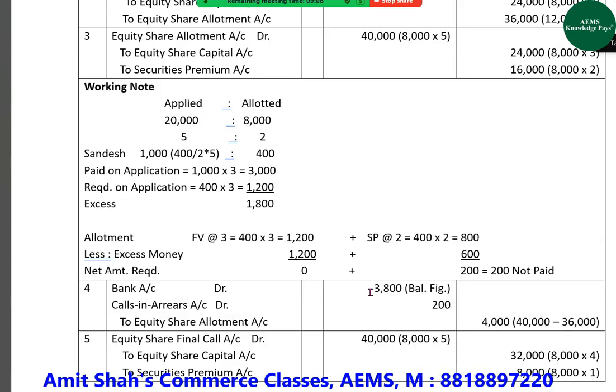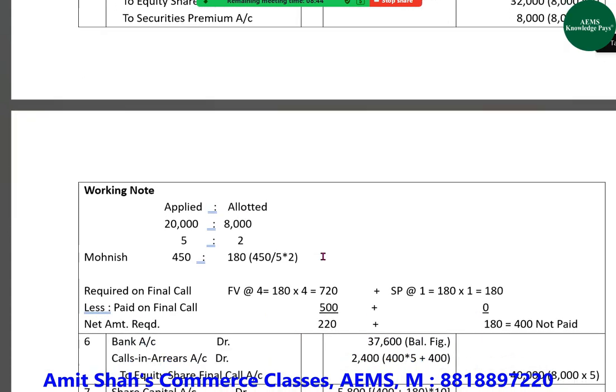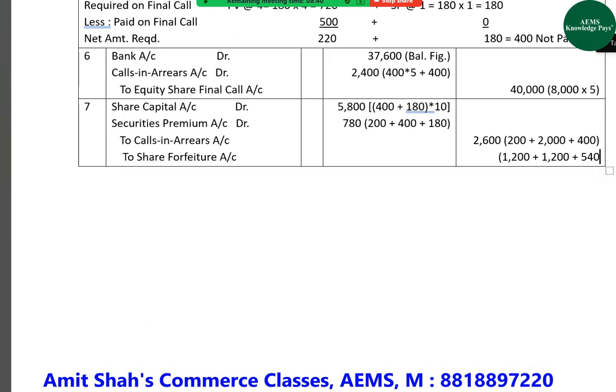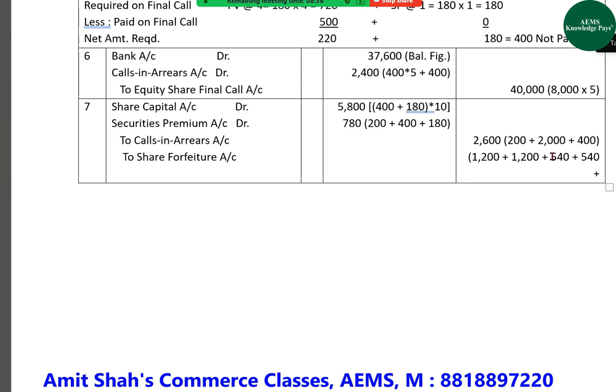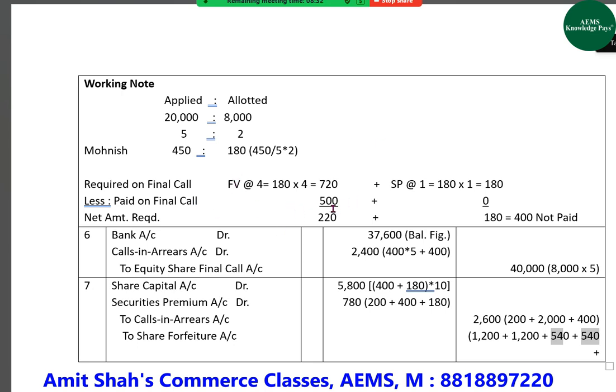Now, Monish has paid application amount on his 180 shares. So 180 into 3 has gone to face value. That is 540 of Monish for application. Then 180 into 3, 540 again has gone to face value of allotment. So 540 plus 540, that is Monish's application and allotment. And in the final call, the 500 rupees he has paid, we have taken entirely to face value. So plus 500.